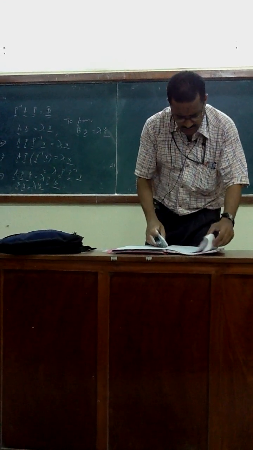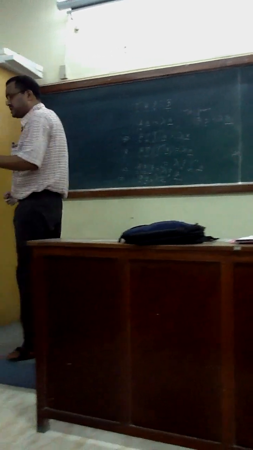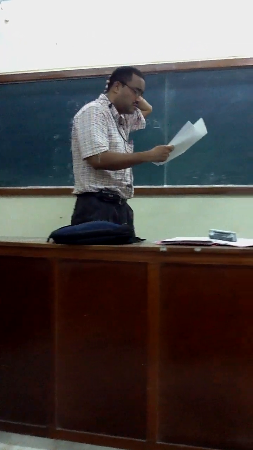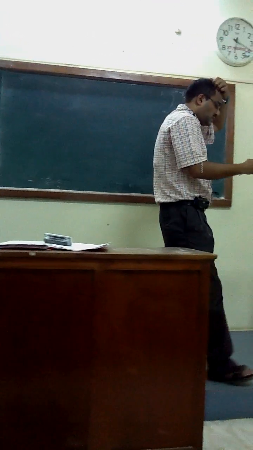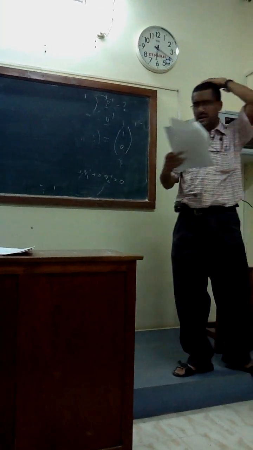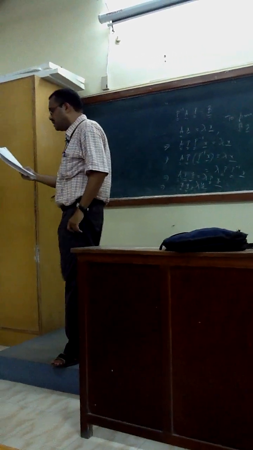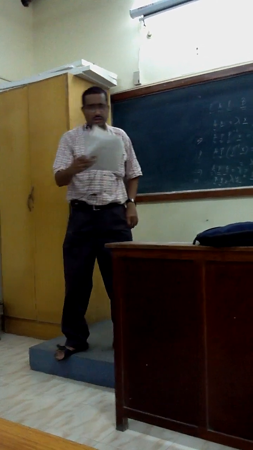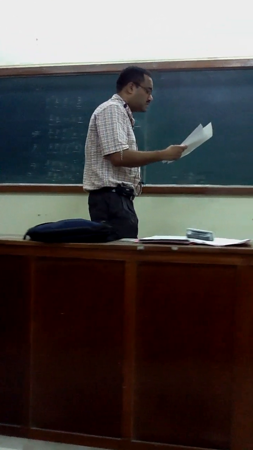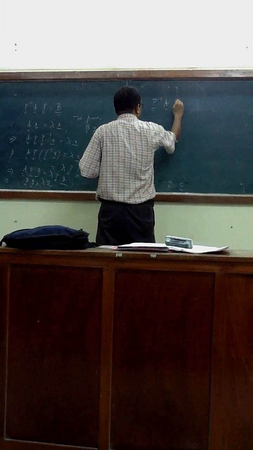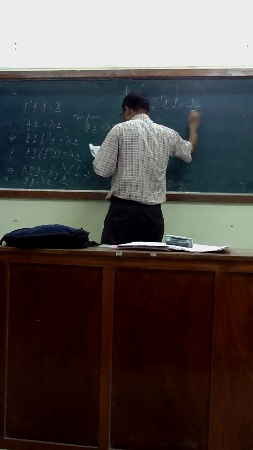So let's look at another problem. If a matrix A has n linearly independent eigenvectors, now we are actually having a different kind of rule. I am not saying there are orthogonal eigenvectors. If a matrix A has n linearly independent eigenvectors, then P inverse AP equals lambda.